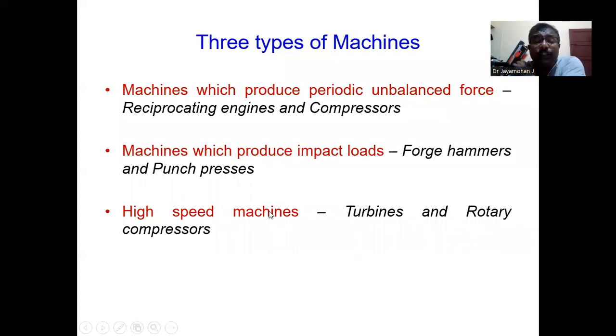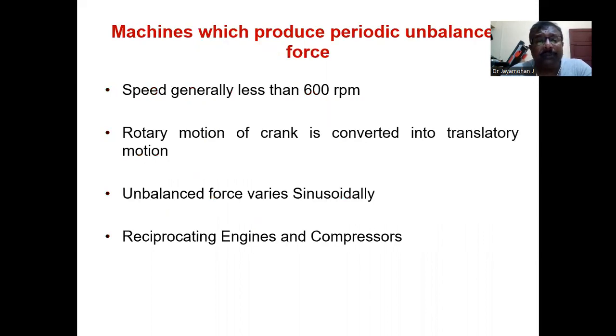Now, third are high-speed machines like high-speed turbines or rotary machines. These huge turbines are usually providing hydropower units and all. They create huge vibratory motion and vibratory loads.